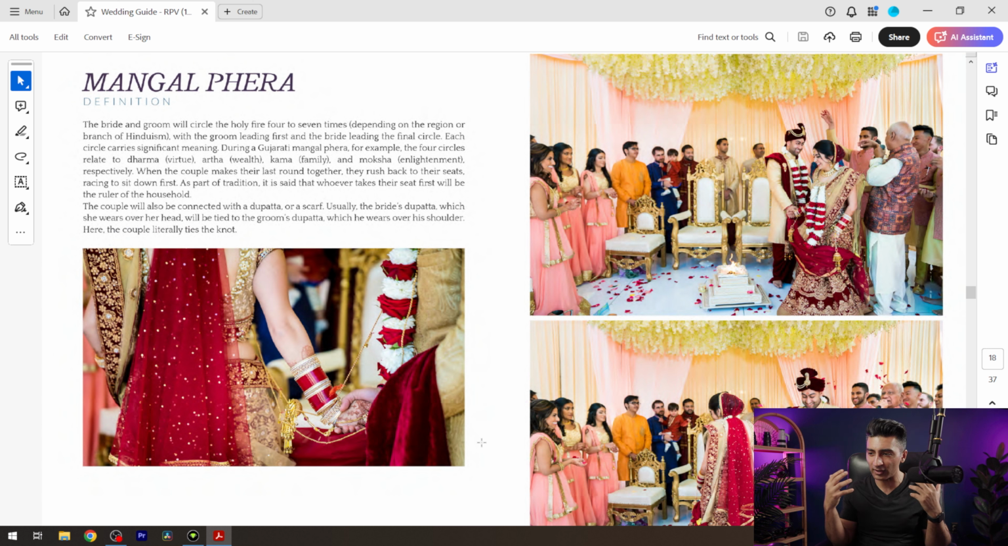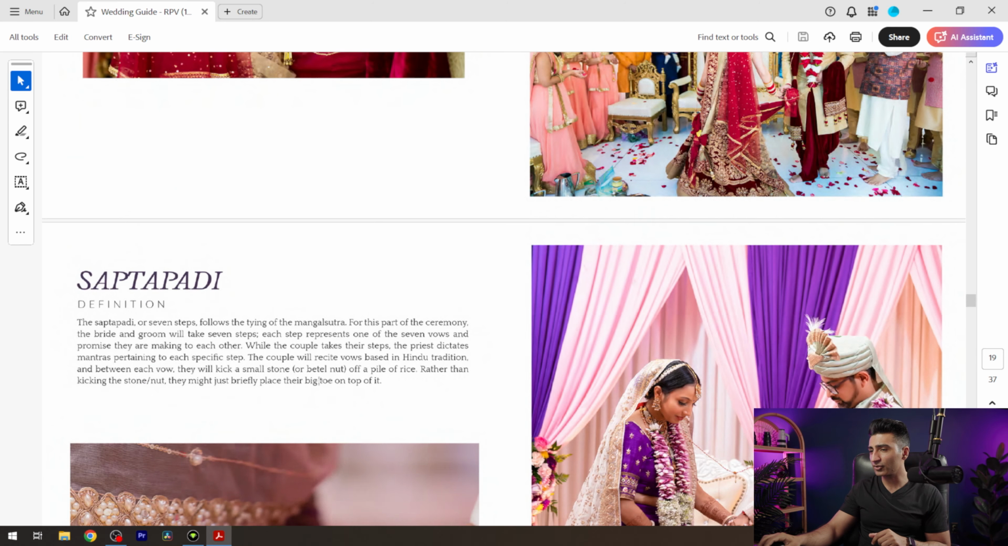You're going to notice a lot of cheering, and a lot of family members providing flower petals and blessings to the couple as they make their way around the Habankun. The Mangal Farah ceremony is a really intimate and really emotional moment as well. Okay, let's continue on to Satapati.